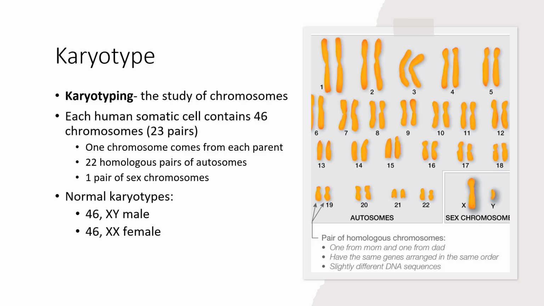Now we zoom out from individual genes to the chromosome level. Karyotyping is the study of chromosomes, specifically their number, size, shape, and structure. Each human somatic cell normally contains 46 chromosomes, arranged as 23 pairs. 1 chromosome in each pair comes from each parent. Of those pairs, 22 are autosomes, and 1 pair is the sex chromosomes. So when you see notations like 46, XY or 46, XX, that's shorthand for a numerically normal karyotype.